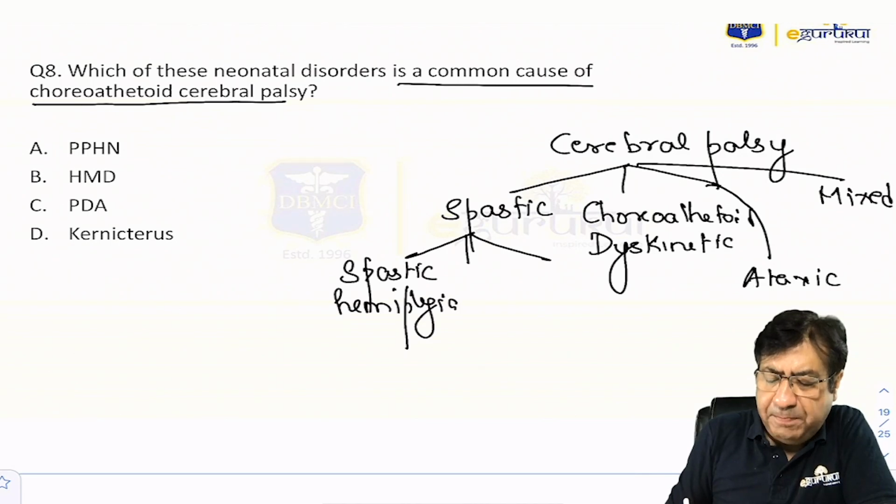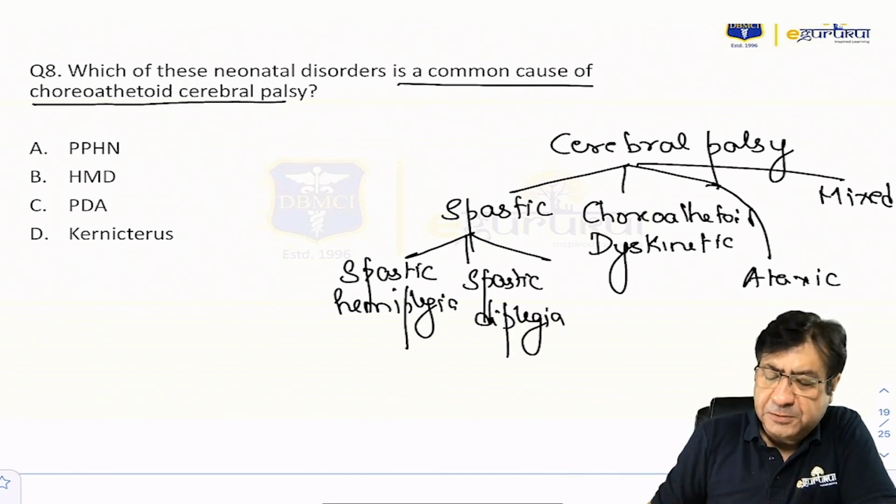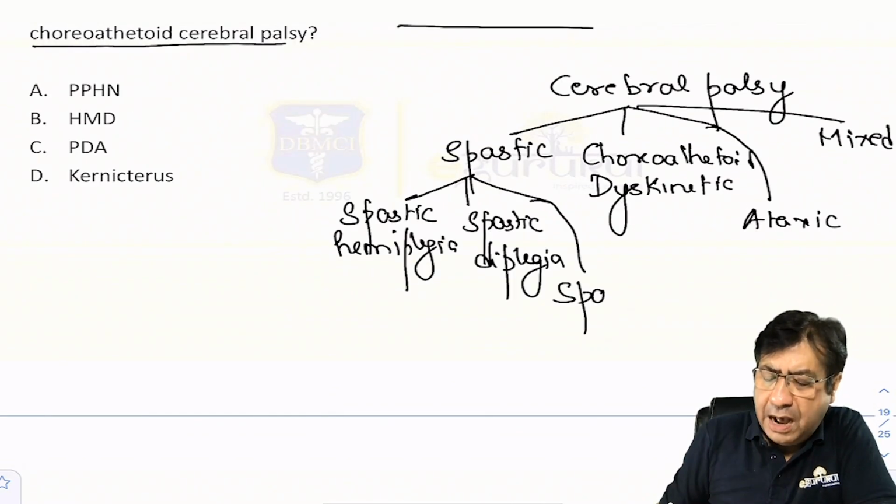Then a spastic diplegia, where the tone of the legs is increased to a greater extent than the tone of the arms, and a spastic quadriplegia, where both the arms and both the legs have increased tone.